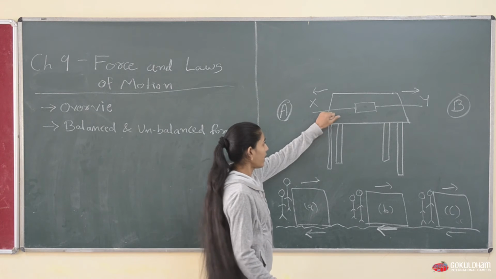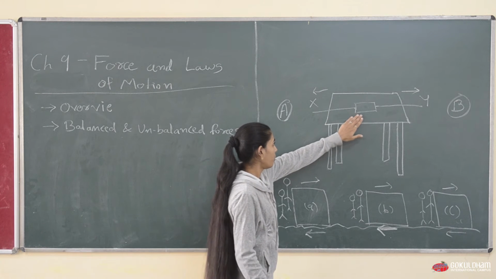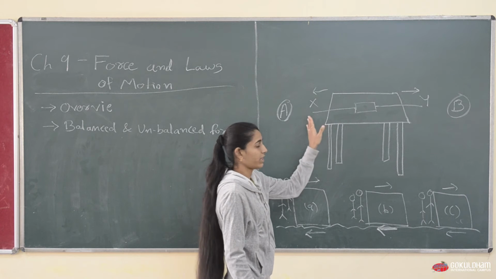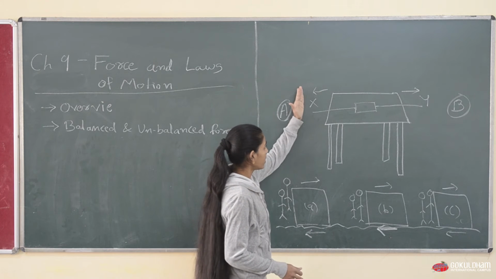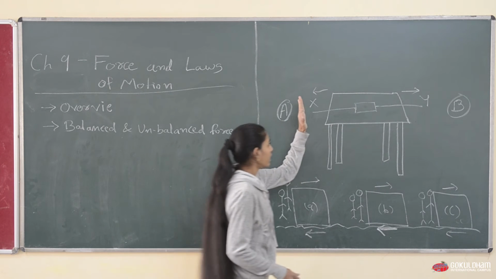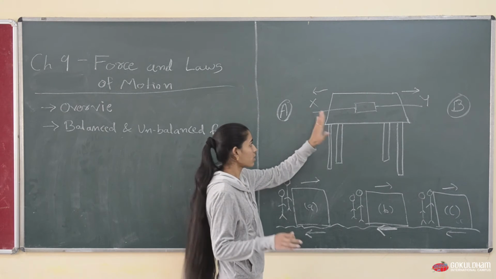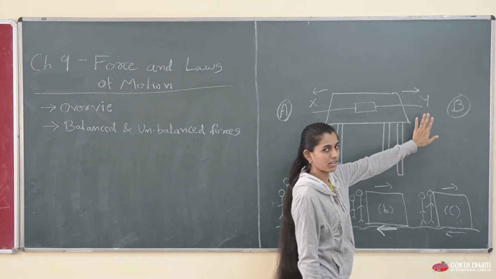So when we apply a force and when we pull, the object will start moving. So when one side is pulling, the other side is not doing anything. So it is called an unbalanced force, means only one person is forcing and the other person is standing still.